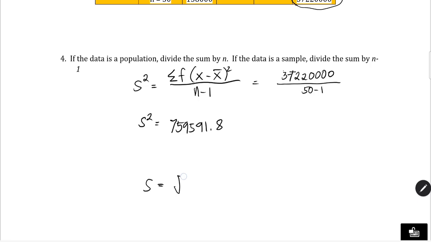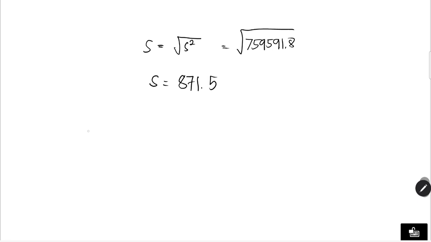Okay, so next is we're going to solve for the standard deviation. So the standard deviation would be the square root of our S squared, which is the square root of 759,591.8, or the S is equal to 871.5. Okay, so in summary, we have our range is equal to 3,000. Our variance is equal to 759,591.8, and our S is 871.5.